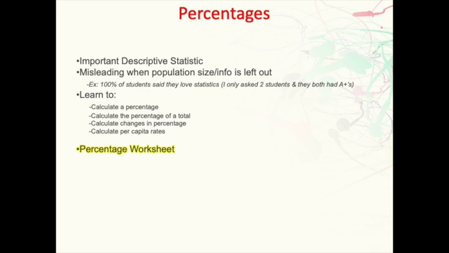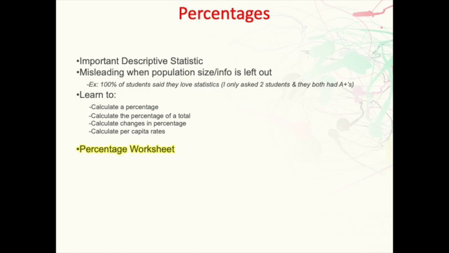And so the way you can do that is kind of just by excluding the denominator. So if you give a percentage, it can be really misleading if you leave out the population size or whatever the denominator information would be. So for example, if I were to tell you that I surveyed my students and 100% of them said that they love statistics, that might be kind of a surprising percentage to you.